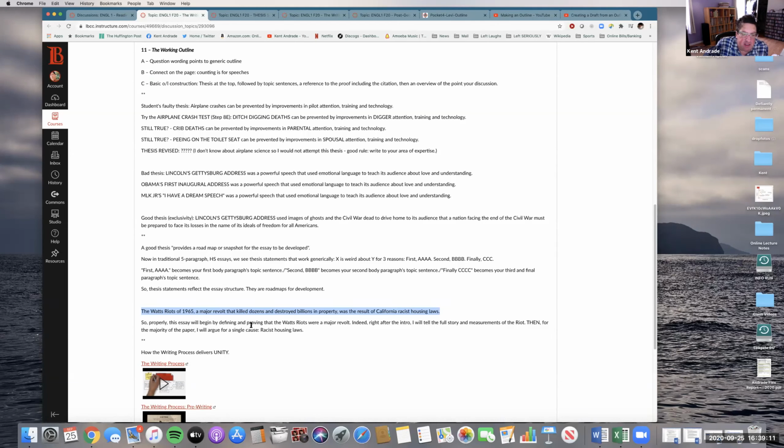So our thesis is this: the Watts riots of 1965, a major revolt that killed dozens and destroyed billions in property, was the result of California's racist housing laws. Okay, so we got a couple of working parts here. We've got this event, the Watts riots of 1965. And we're going to say that this event was the effect based on the cause of California's racist housing laws.